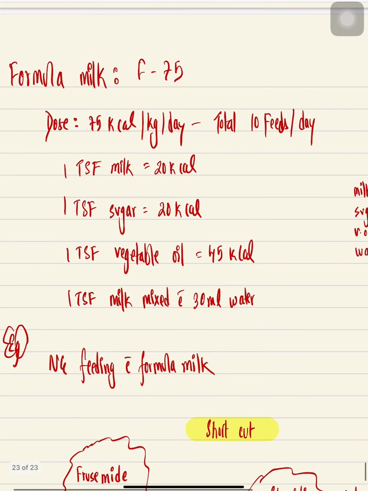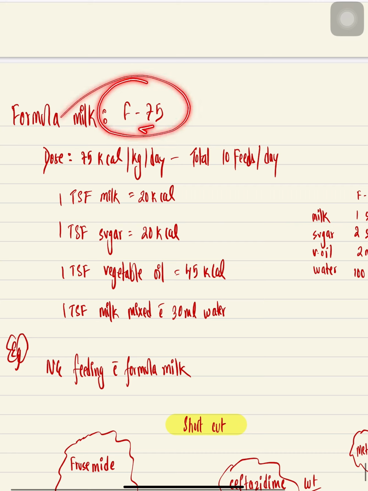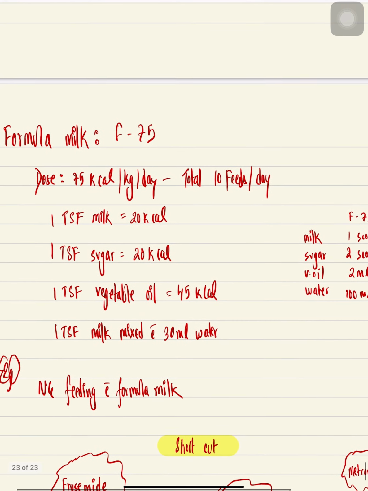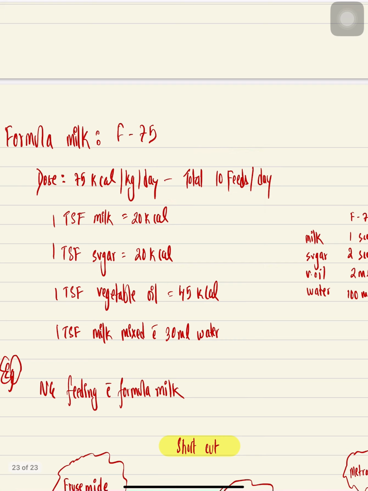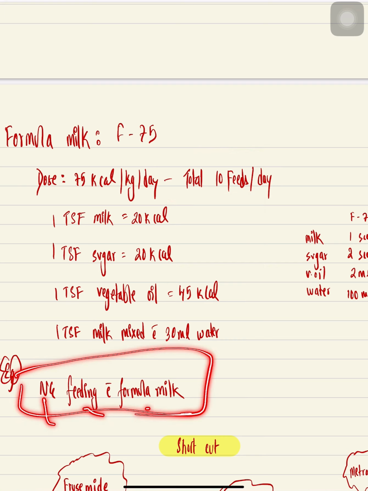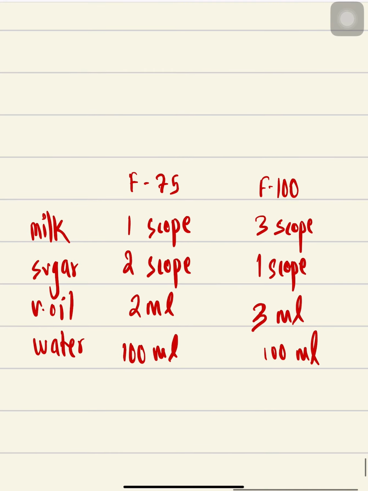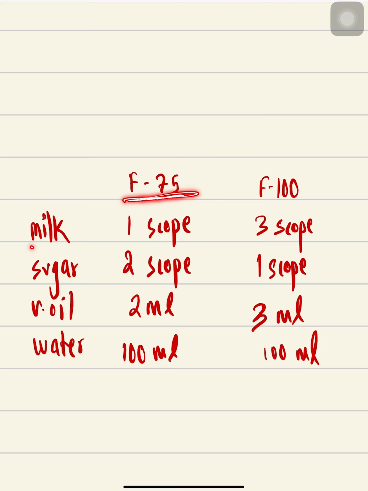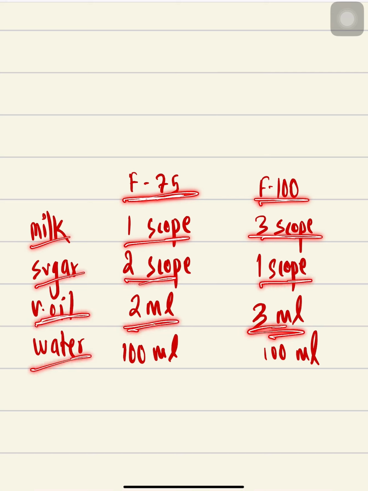And we have formula milk F75, which contains 1 TSF milk 20 kilocalorie, 1 TSF sugar 20 kilocalorie, 1 TSF vegetable oil 45 kilocalorie, and 1 TSF milk mixed with 30 ml of water. Total 10 feeds per day should be given. We prescribe NG feeding with formula milk. Let's discuss the difference between F75 and F100. In F75 there is 1 scoop of milk, but in F100 there are 3 scoops; sugar 2 scoops and 1 scoop; vegetable oil 2 ml and 3 ml; water 100 ml and 100 ml.